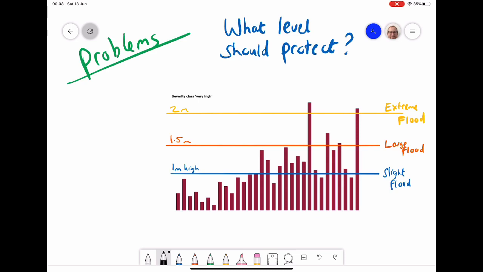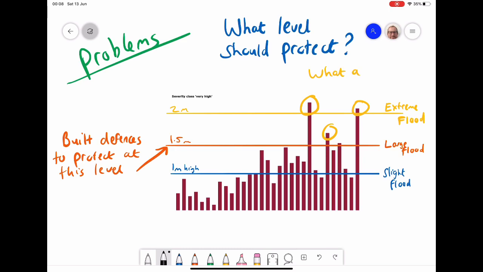The last thing to consider when thinking about flood control is at what level should a local council or government protect a river. So if I look at this graph, I can see that most of the flood events that happen on this river, they happen below this 1.5 metre level. So if I protected that level, I would protect most of the area from flood events. However, I've got these anomalies above it. What do I do about these events?